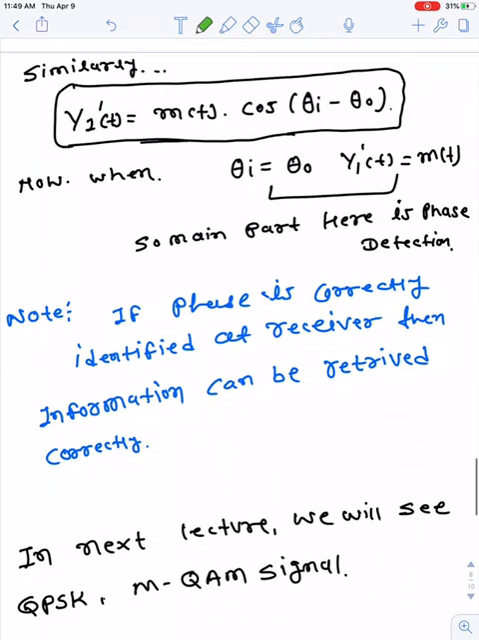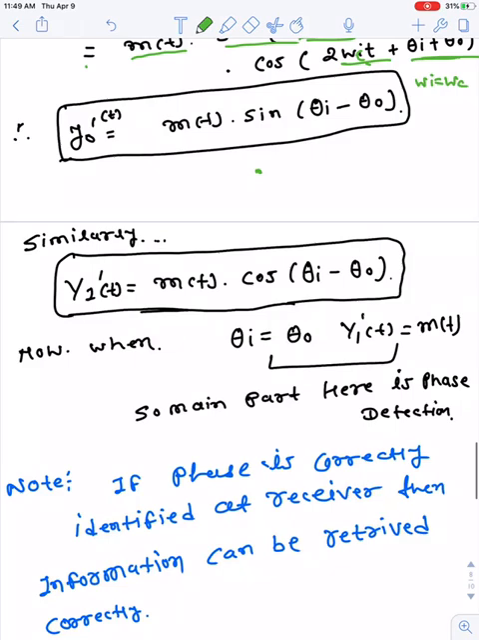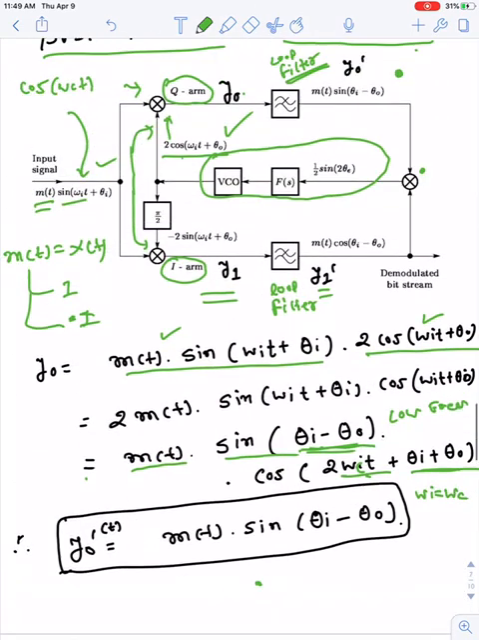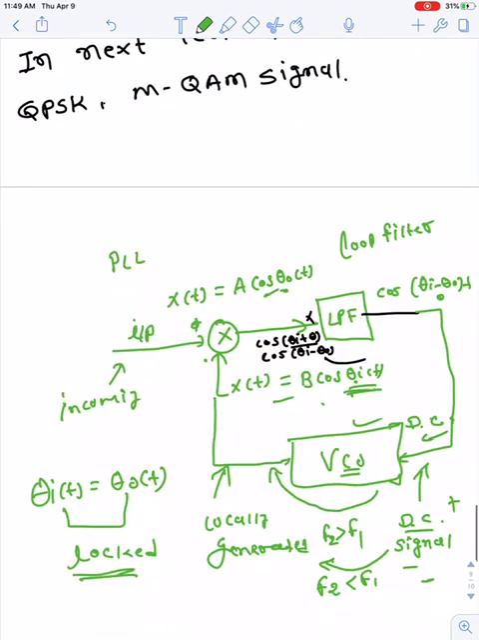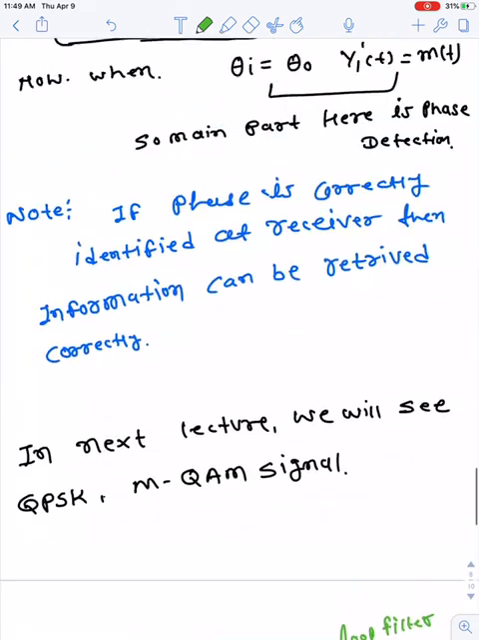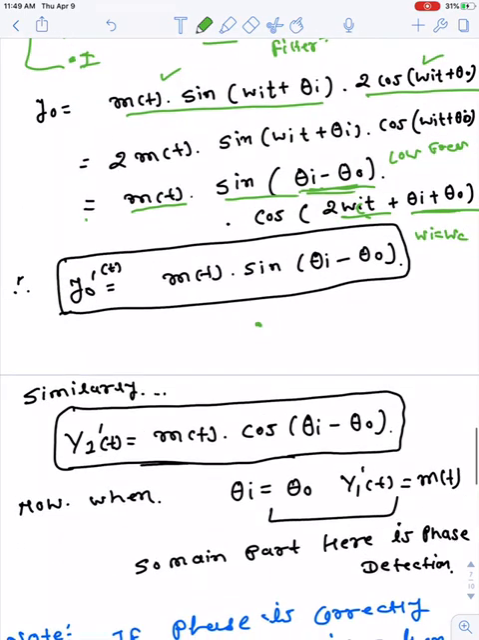So if you multiply with the minus sign, and then do a similar process for the lower branch and pass through the loop filter, finally at the output of the loop filter we get m(t) cos(theta_i minus theta_0). Theta_i is the incoming signal and theta_0 is the locally generated signal. So you understand like that.